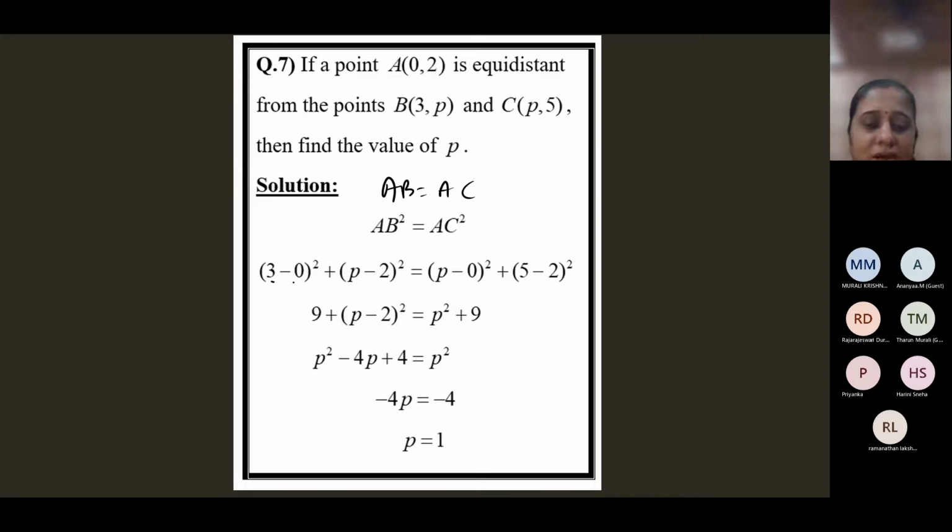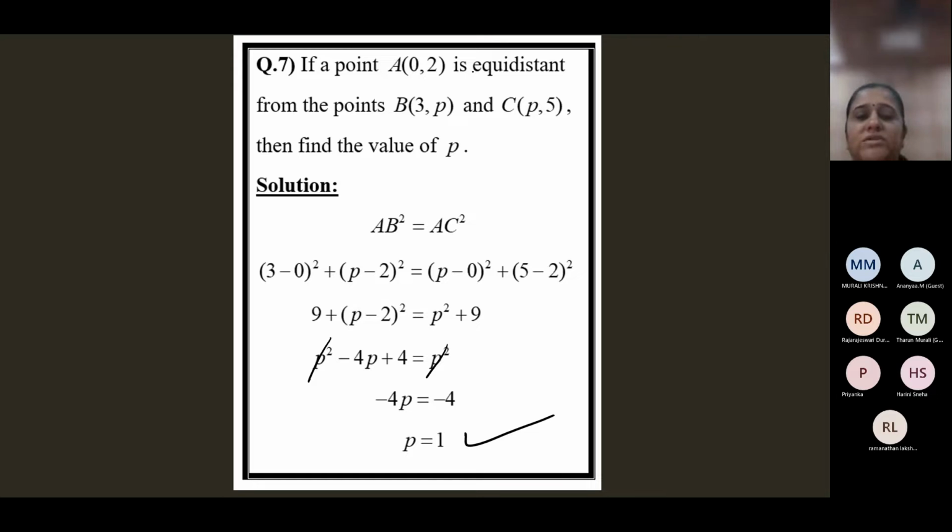Yeah, this is simple. 3 minus 0, so 3 square, 9. P minus 2 the whole square. This is P. You can expand it here. And this one is P minus 0, which is P, so P square. And this is 5 minus 2, 3, 3 square, which is 9. You could have expanded it in this step itself, children. You don't have to write P minus 2 the whole square as it is. Expand it. And then on simplifying, P square minus P square gets cancelled on both the sides. So on working, you find P is 1.